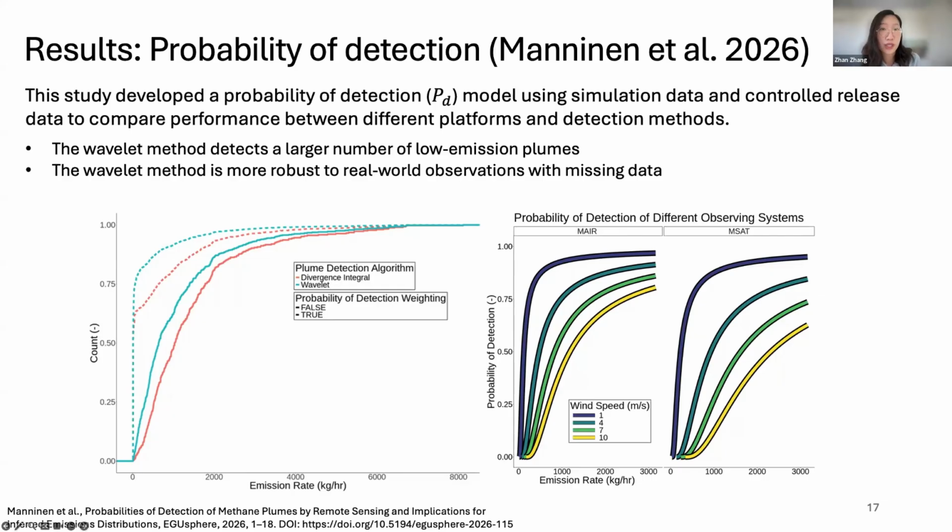For MethaneSAT, for example, if we take an emission rate of 2,000 kilograms per hour, then the PD is about 0.85 or so at 1 meter per second wind speed. And again, it drops to about 0.35 or so at 10 meters per second wind speed.